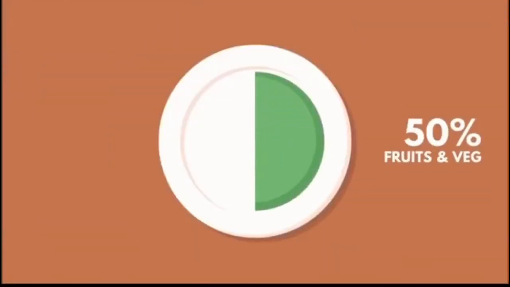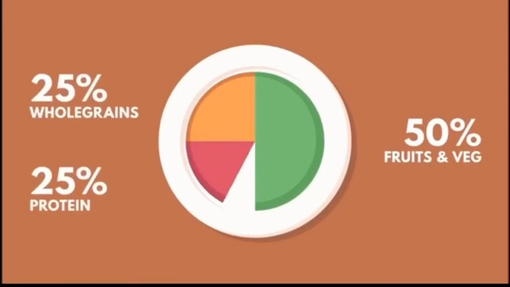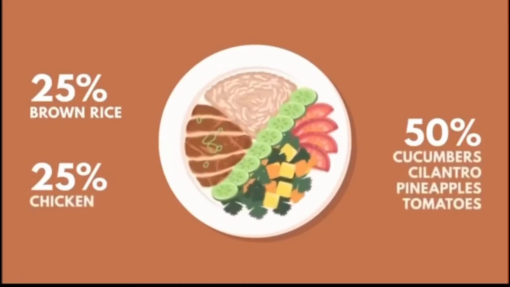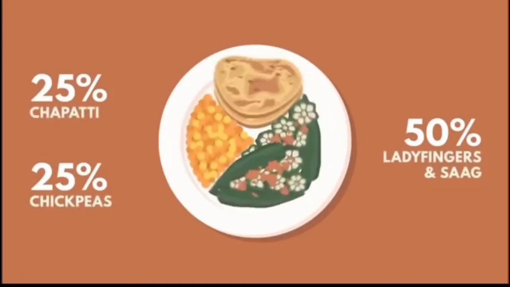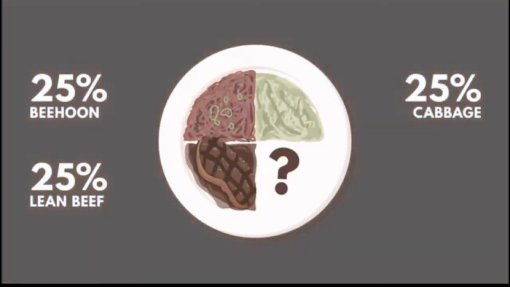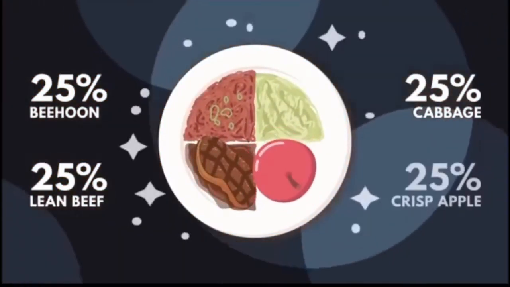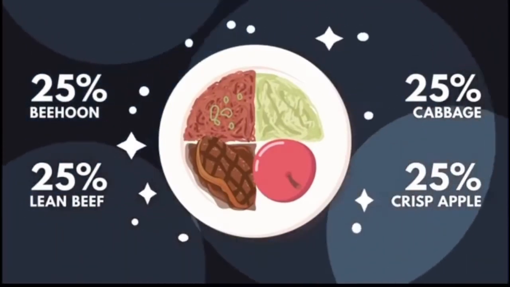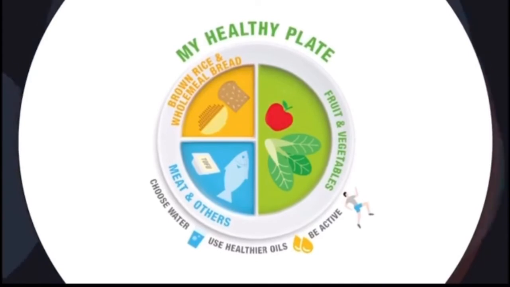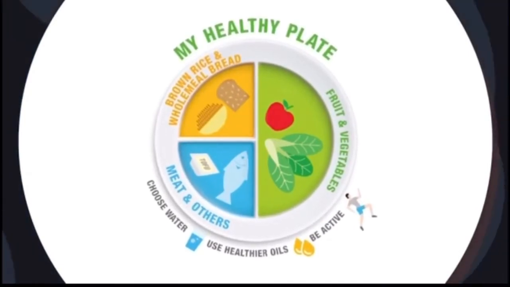Where half the plate is filled with fruit and veggies, a quarter with whole grains, and a quarter with protein. Whether on a plate of mixed vegetable rice, chicken rice, or chapati. But when a buddy doesn't show up, it really gets everyone down. But hey, they can always come late for the after party in the form of dessert or a snack. My Healthy Plate serves as a guide to creating nutritious, balanced meals. So use it and get the party started.